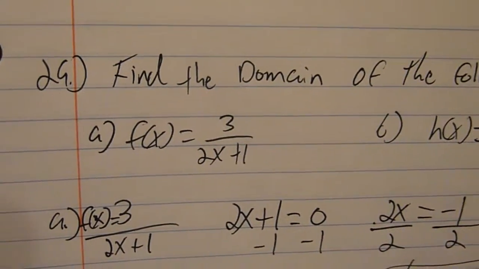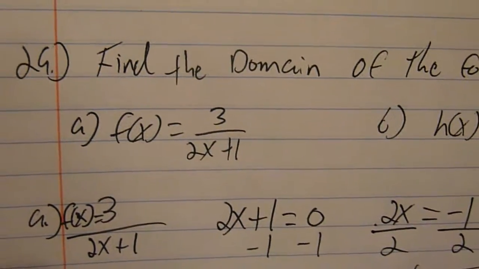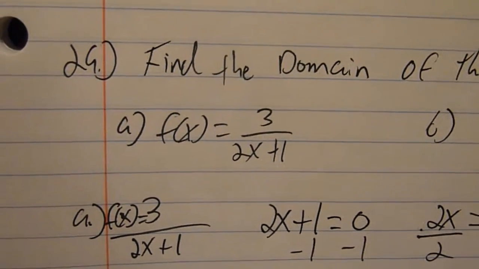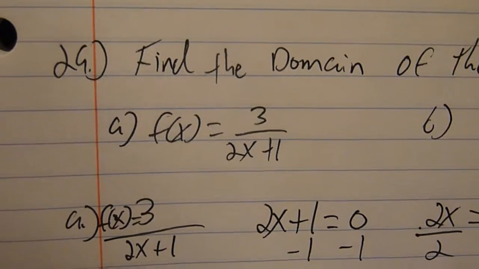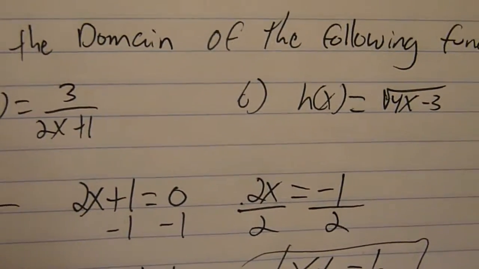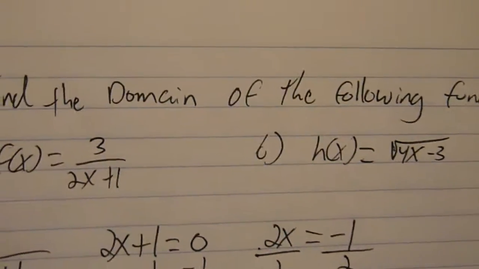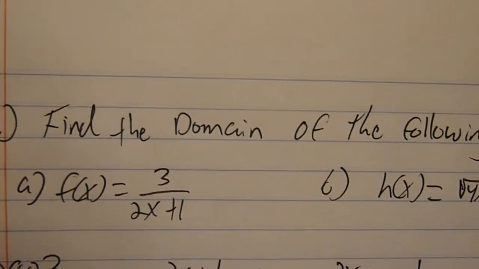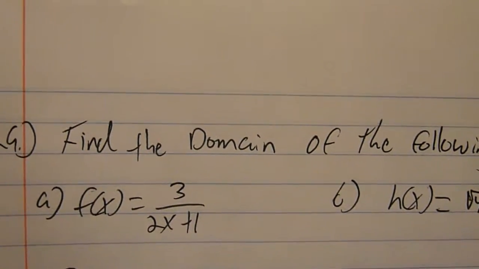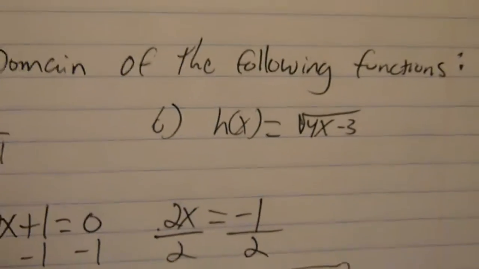Alright, this is problem 29 on the practice exam. Find the domain of the following functions. Part A, f of x is equal to 3 over 2x plus 1. Part B, h of x is equal to the square root of 4x minus 3. In order to find the domain, for part A, you have to find whatever sets the denominator to 0, and for part B, you have to find whatever sets the radical to 0.